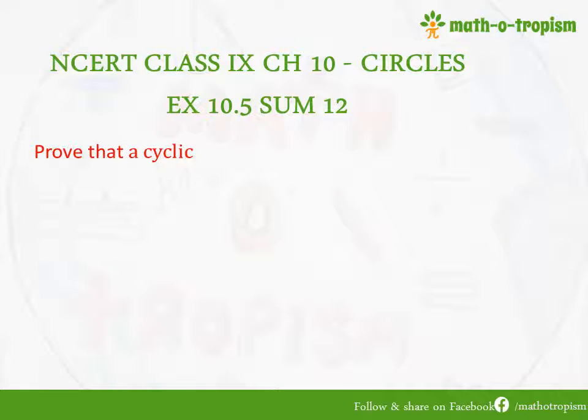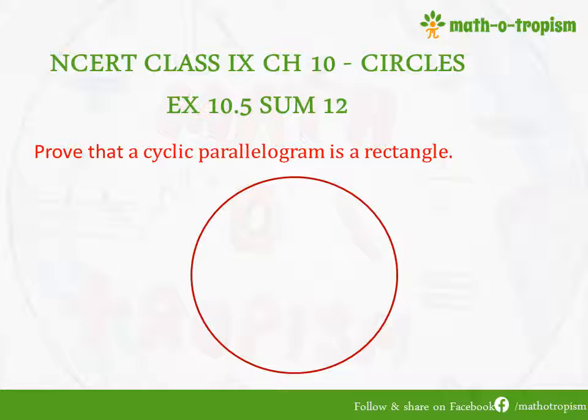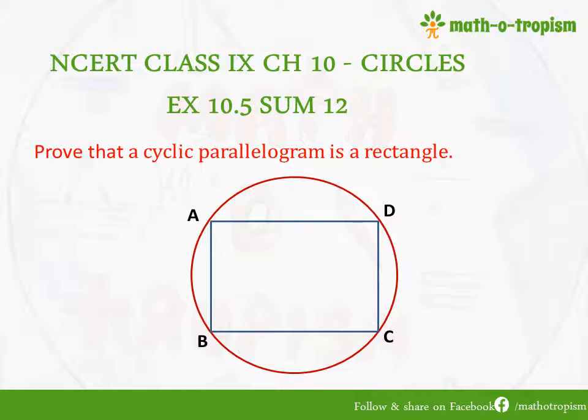Prove that a cyclic parallelogram is a rectangle. Now a cyclic quadrilateral means a quadrilateral inside a circle, and here they have particularly given it as a parallelogram. So first we should consider a circle, and now I am drawing a parallelogram inside it. Let it be ABCD. Now I need to prove that ABCD is a rectangle.